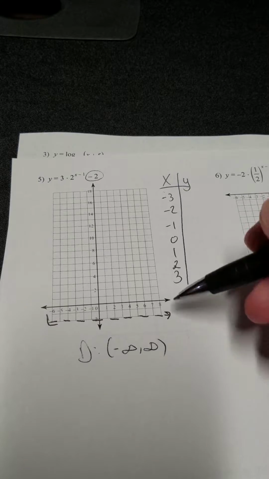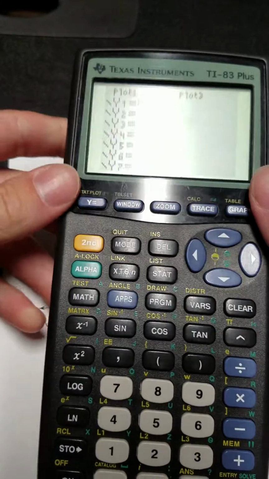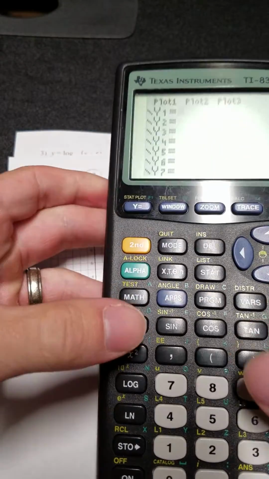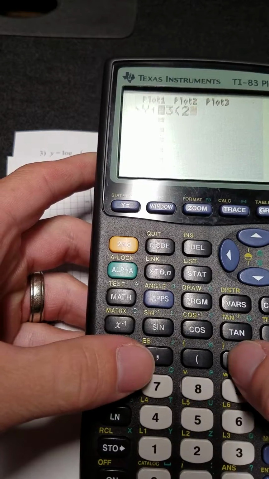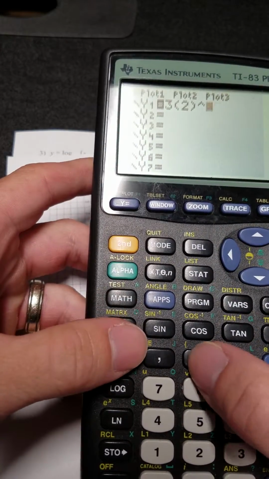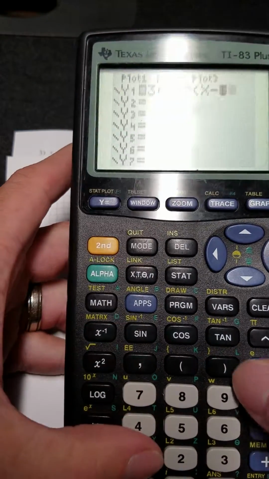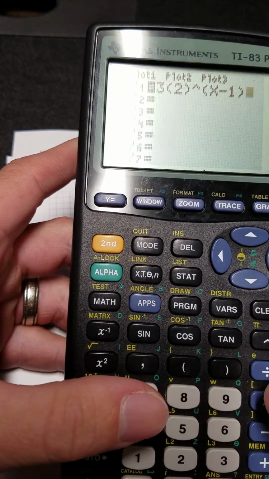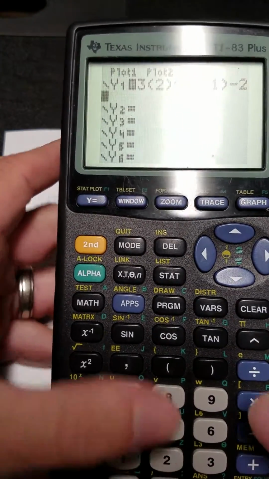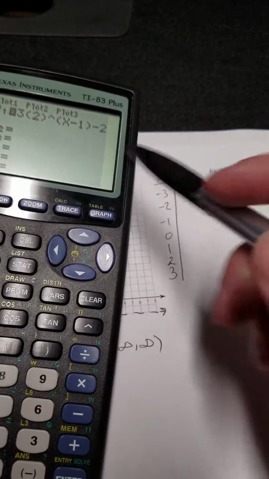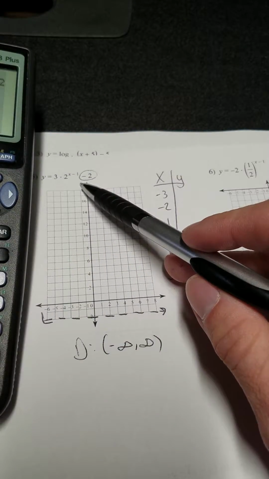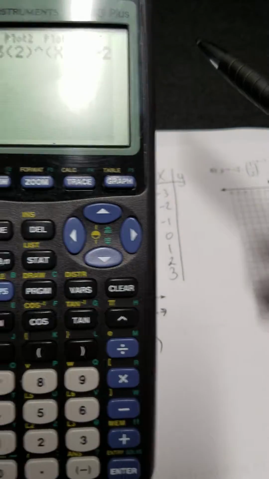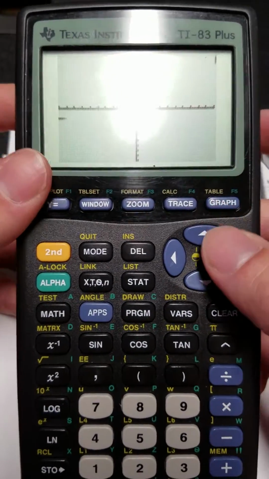So once we have our asymptote drawn and our t-table set up, we're going to go into our graphing calculator and type that in. 3 parentheses 2 raised to the, make sure you put your exponent in parentheses, otherwise it's going to mess it up, and then -2. Okay, so that is what that would look like. Okay? All right, so once we have that, you can quickly look at the graph.